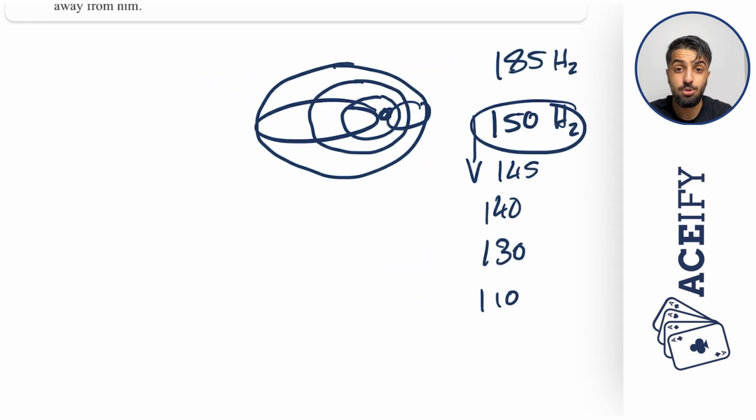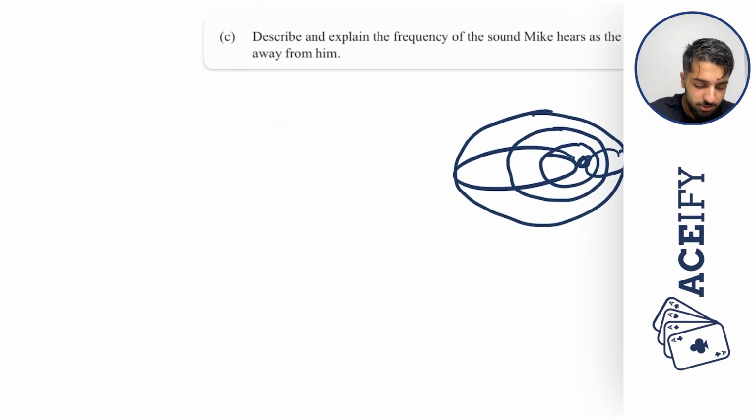If you like to explain things using equations, we can even look at our Doppler equation, where we have the source frequency times the wave velocity.